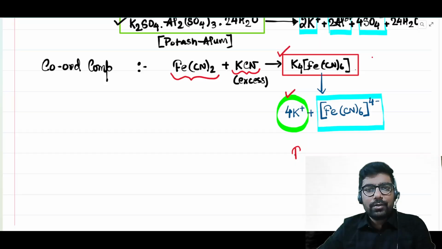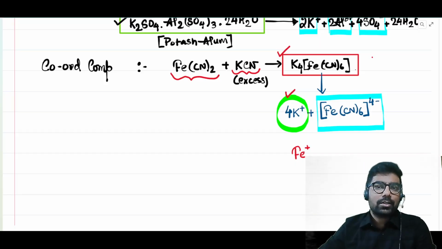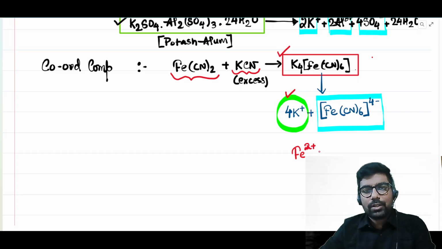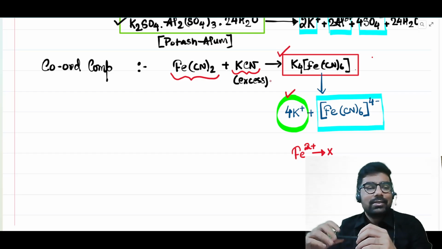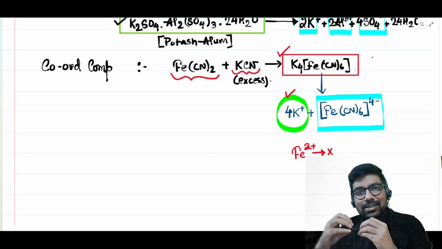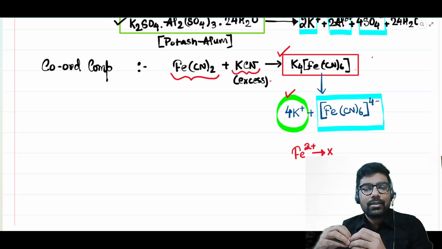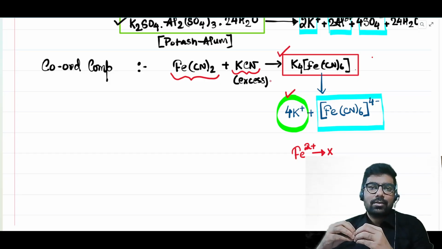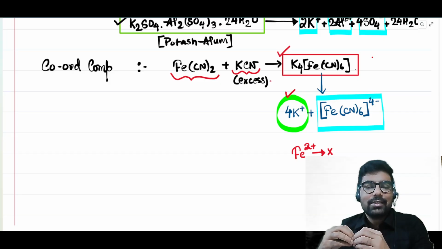But if we do an individual test for Fe2 plus in this coordination compound, we won't get the test for Fe, because iron is not existing independently. Iron is combined with the cyanide group, right? This part does not exist independently, so we do not get the individual ions in the solution.